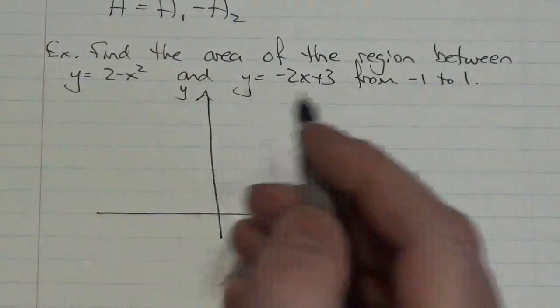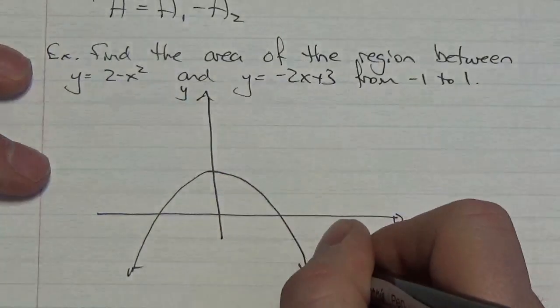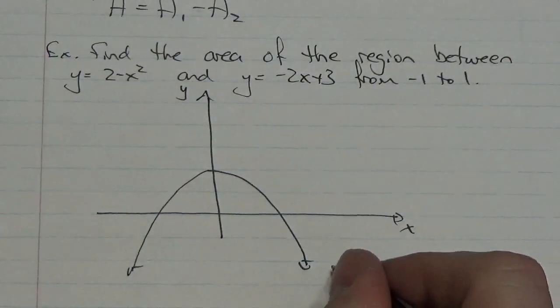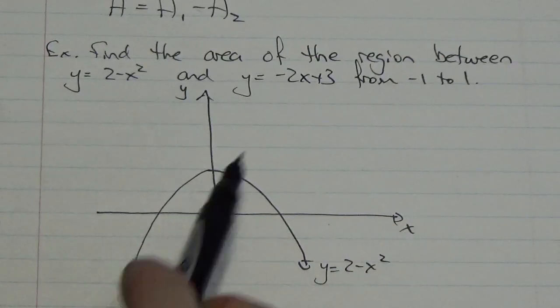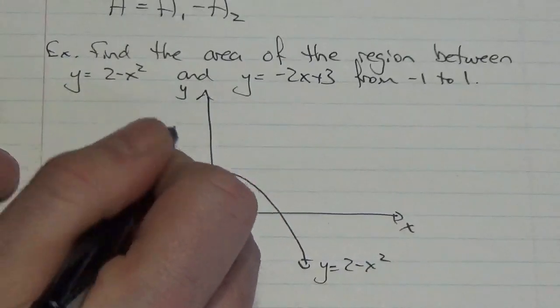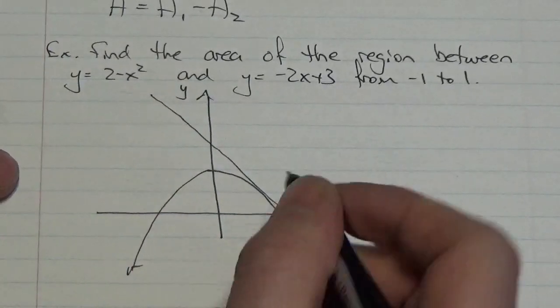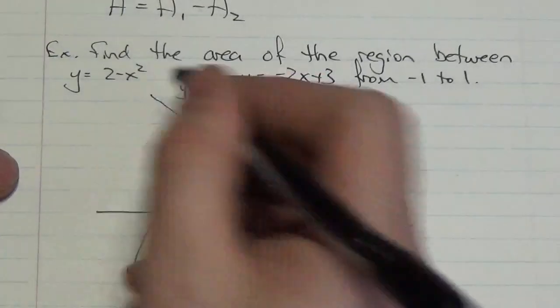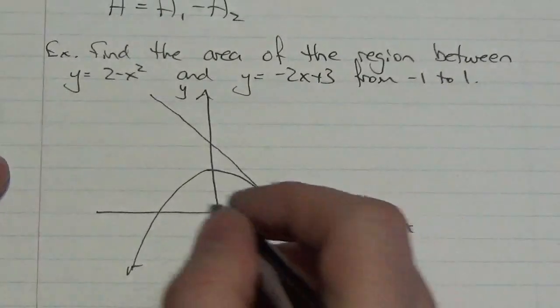So 2 minus x squared is going to look something like that. Here's my y is equal to 2 minus x squared. And that negative 2x plus 3, well, that's going to be a linear function. It's going to drop down. And I've looked at this already, and so I know that there's going to be a point of intersection right there. And it turns out that point of intersection is going to be at positive 1.